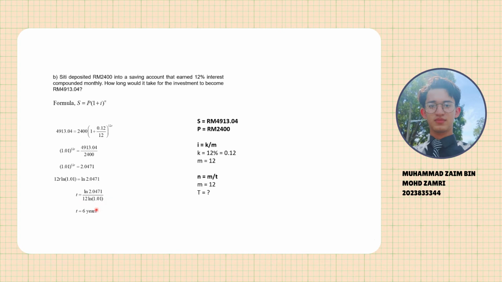So after calculating the above expression, we find that t equals 6 years. This means it would take 6 years for an investment of 2,400 with an annual interest rate of 12% compounded monthly to grow to 4,913 ringgit 40 cents.